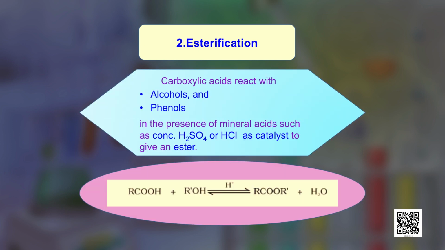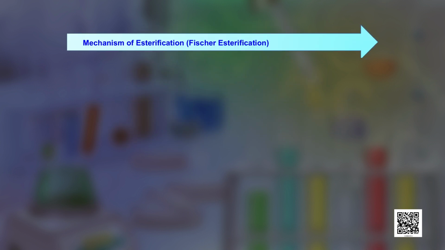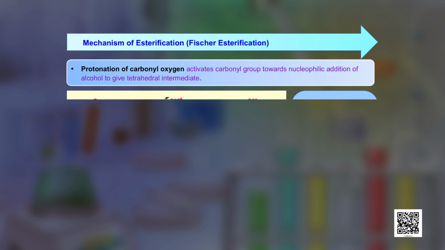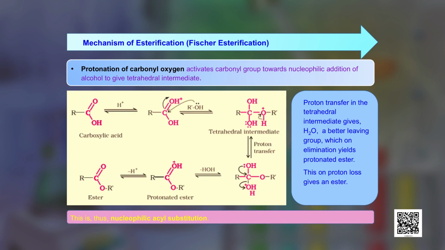Carboxylic acids react with alcohols and phenols in the presence of mineral acids such as concentrated sulfuric acid or hydrochloric acid as catalysts to give an ester. In the mechanism of esterification, you can see that first the protonation of the carbonyl oxygen takes place, which activates the carbonyl group towards the electrophilic addition of the alcohol to give a tetrahedral intermediate.